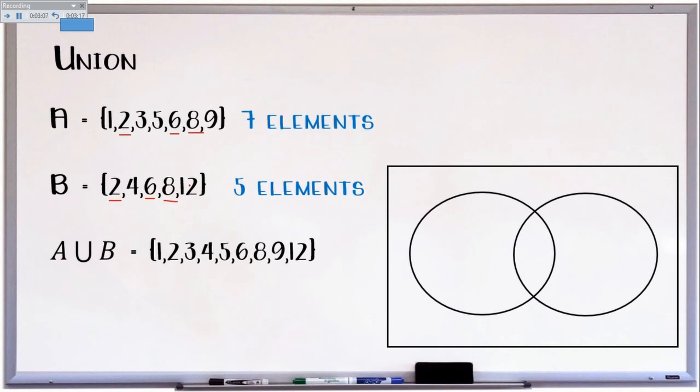and all those values of B that appear only in B, not in A, will come in this section. Let's write those values. 1, 3, 5, 9 are those elements that are only present in A, not in B. Now 2, 4, 6, 8 are those elements that are present in A and B both. 12 is present in B.